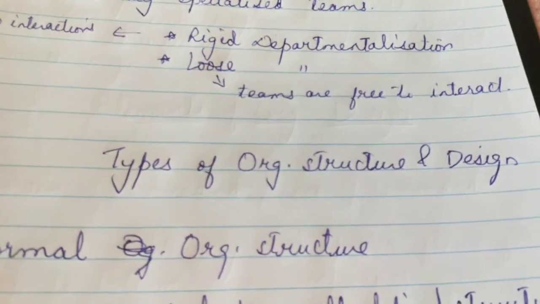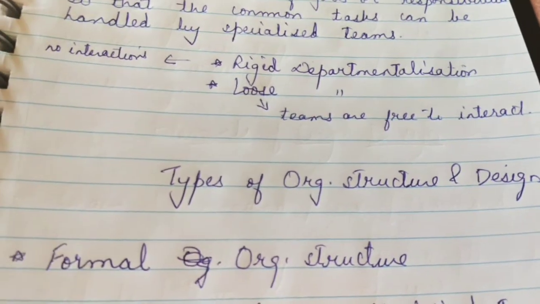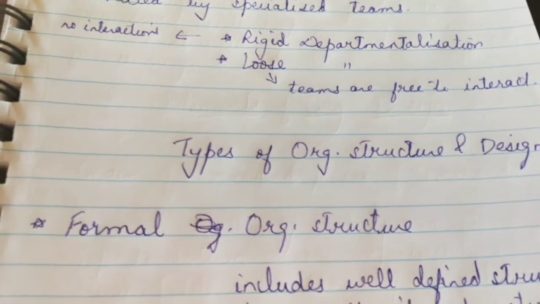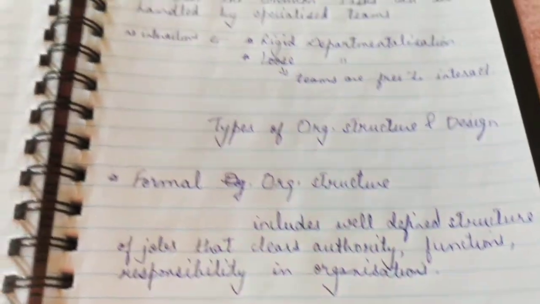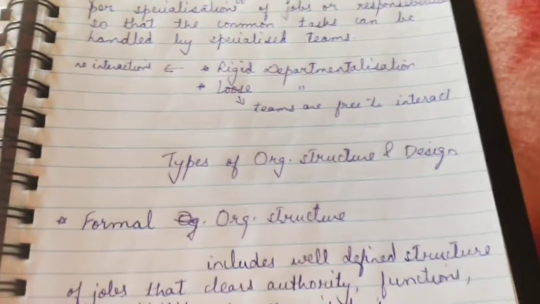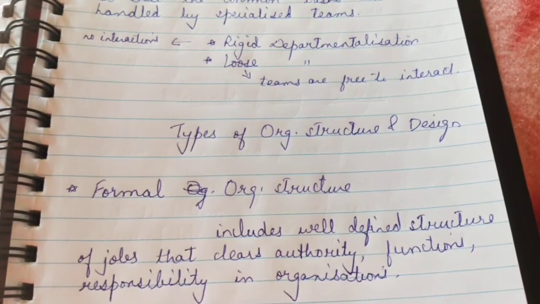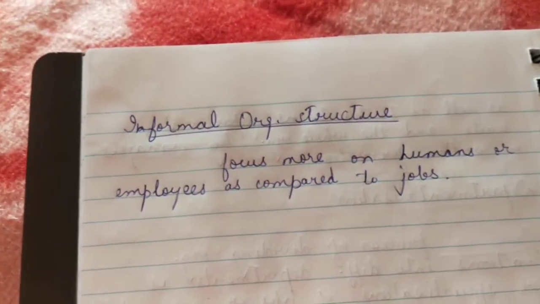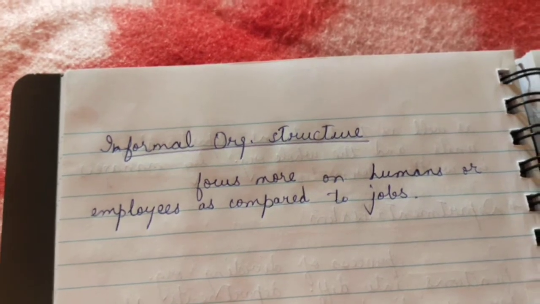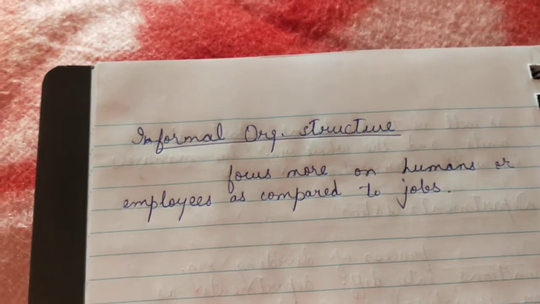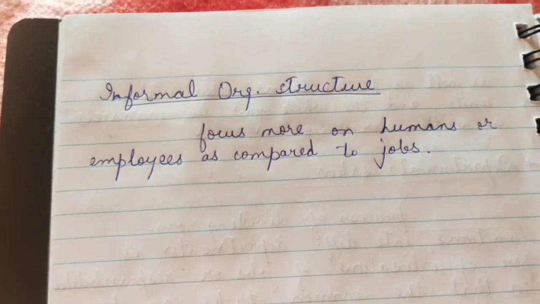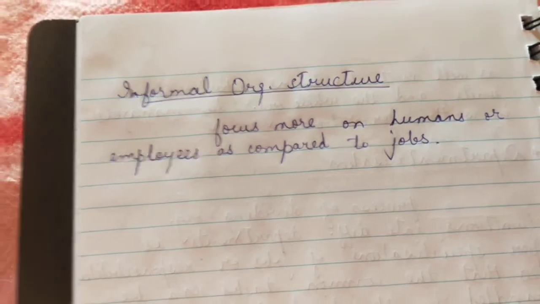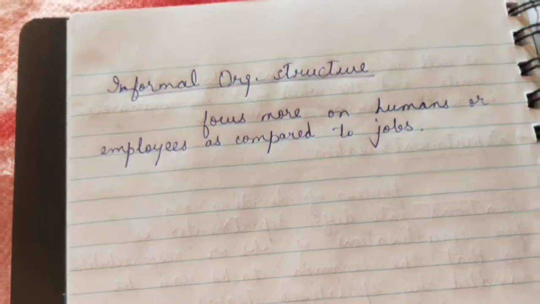नाउ टाइप्स. अब टाइप्स भी होती हैं. देर आर टाइप्स ऑफ ऑर्गेनाइजेशन स्ट्रक्चर एंड डिज़ाइन. फॉर्मल होती है एक, फॉर्मल ऑर्गेनाइजेशन स्ट्रक्चर, and informal. Formal is something that includes well-defined structure of jobs, clear authority, functions, responsibilities in organization. ठीक है. And informal is something that focus more on humans or employees as compared to jobs. Like grouping ज़्यादा important है, आपस में बात करना. Informal, that is an informal organization structure.